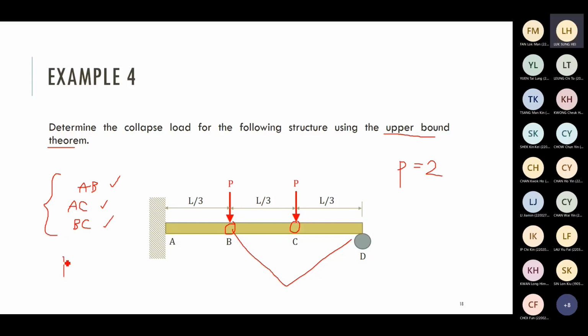Finally, pick the minimum collapse load. That will be the collapse load of the structures. The smallest value, P minimum, is more critical, right? You can imagine that if the loading increases gradually from 0, the structure will firstly reach this minimum level and then collapse. They cannot develop further. So this is the idea of this example 4. You have to try different combinations.